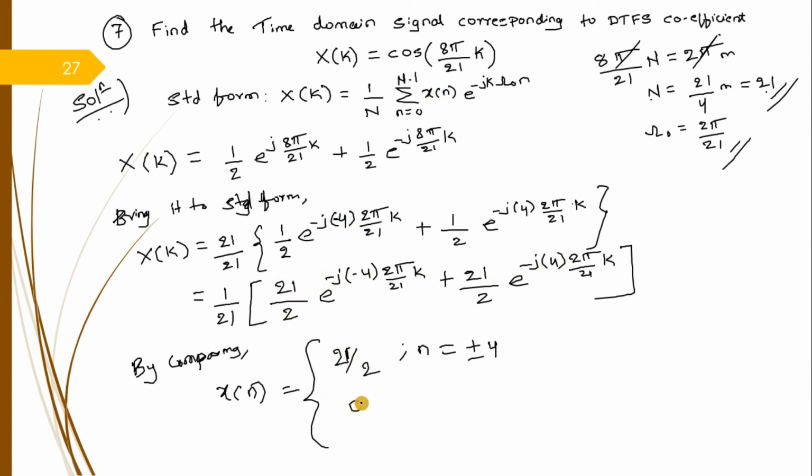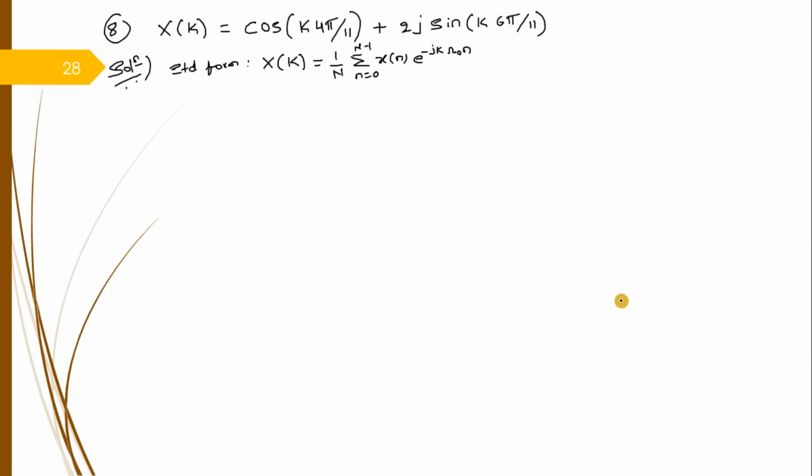Now for 0 otherwise, so make sure that you mention it. N is 21 here, so hence I write it as minus 10 till plus 10. Minus 10 to 0 is 11, and 1 to 10 is 10. 11 plus 10 is 21. So this completes your analysis.